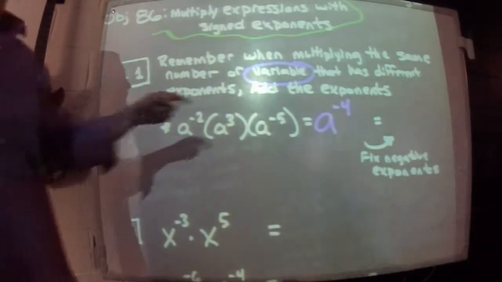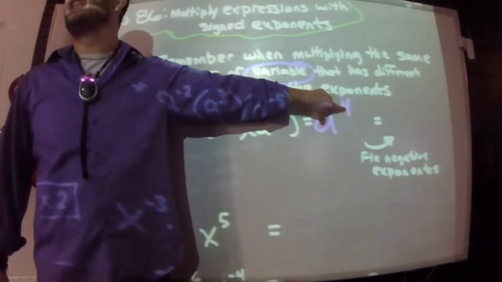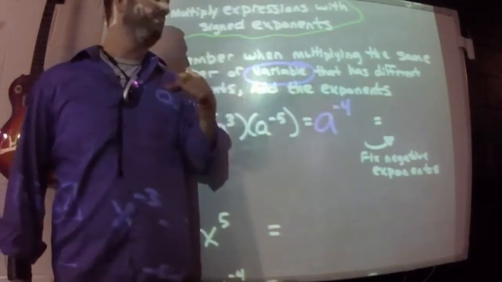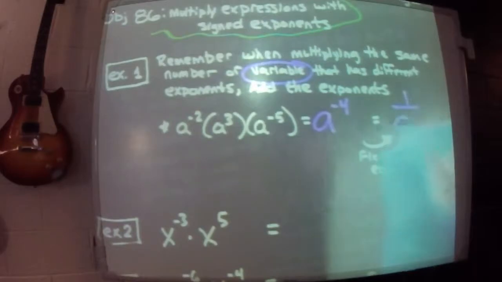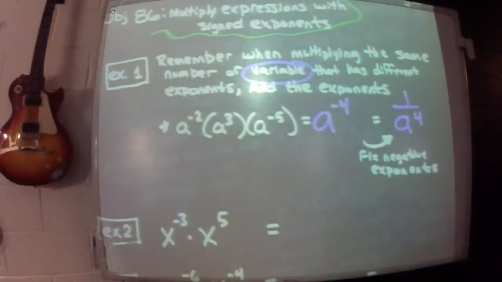But remember what we know about negative exponents. A to the negative 4 will never be your answer. It's going to be what? 1 over a4. So add all your exponents up. And if it comes out negative 4, just make it 1 over a4. If it comes out positive, leave it. Then you're done.